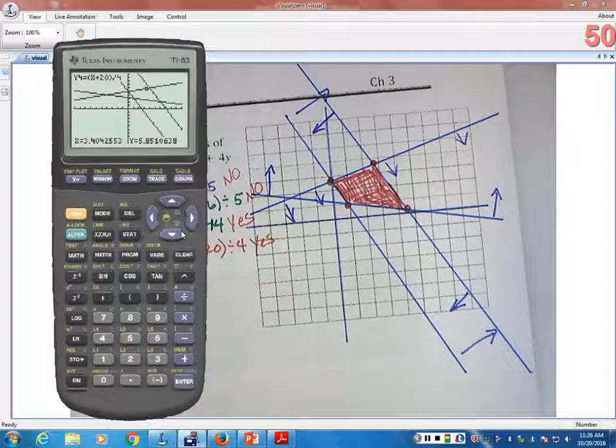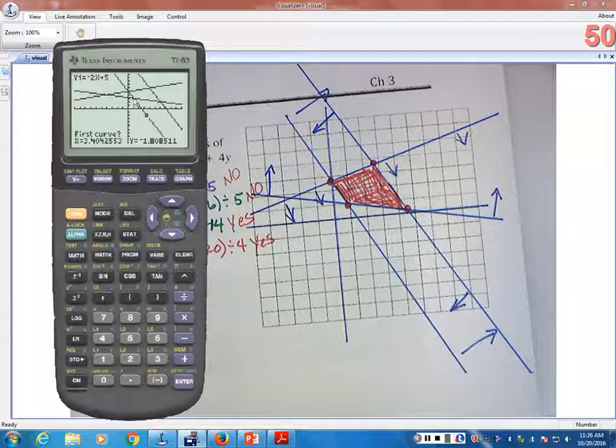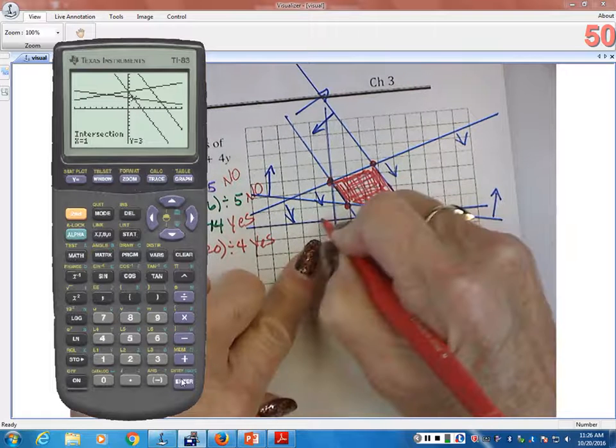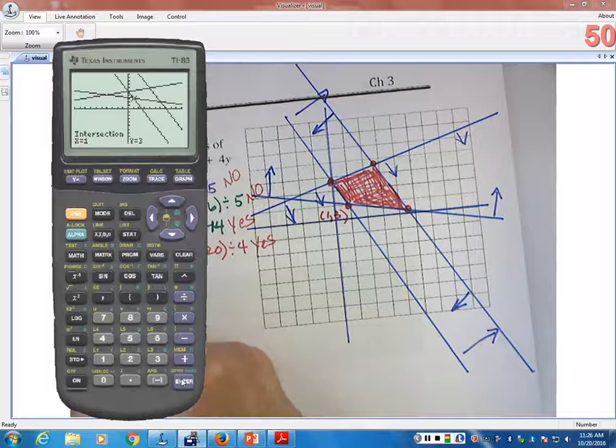And we're going to have to be really careful how we find these because we're going to use the calculator to find them. So we're going to go second calc. Choose intersect. And I want to find this one first, so that's one of the lines. And that's the other line. And that's the point 1, 3. So one of my corner points is 1, 3.